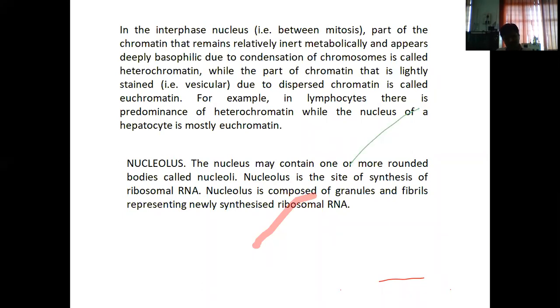Then nucleolus is the site of synthesis of ribosomal RNA. These are the types of RNA you might know: rRNA, tRNA, mRNA. The rRNA is formed inside the nucleolus. This thing you remember is the important part.